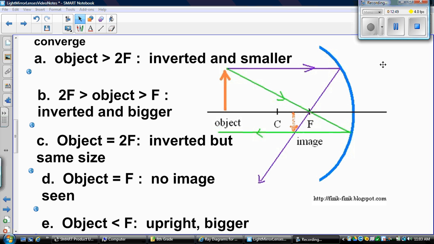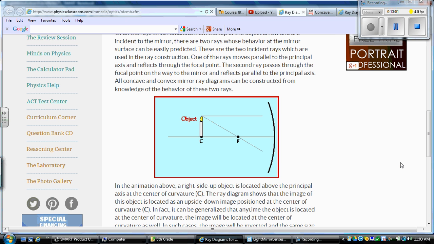Okay, so now we're going to put the object right at twice the focal length, or it's called the center of curvature. You will see an inverted but same size object. So let's see how that works. Okay, again, we're drawing parallel incoming rays, reflecting rays through the focal point, and then incoming ray through the focal point, reflecting ray parallel. Okay, where those 2 reflecting rays intersect is where you draw your image.